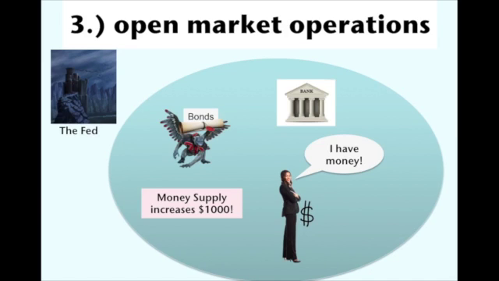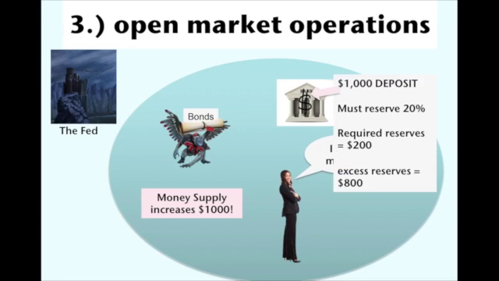Next, let's assume that the bond dealer does not want to get robbed, so they put their money in the bank for safekeeping. That is, she makes a $1,000 deposit in the bank. Again, let's assume the reserve requirement is 20%. This means commercial banks must hold 20% of all deposits as reserves. Since $1,000 was deposited, how much does the bank have to hold?